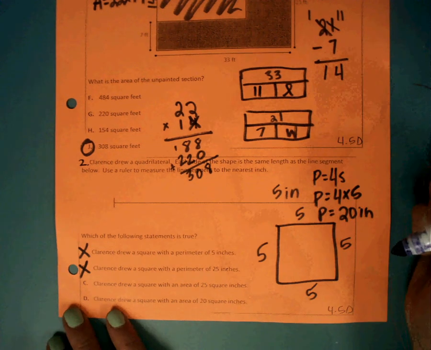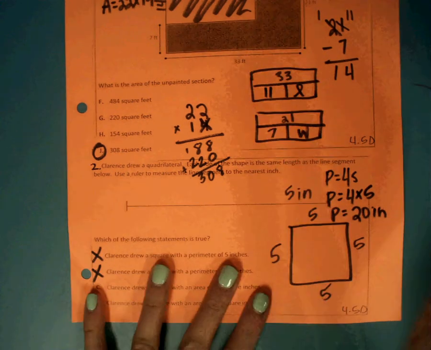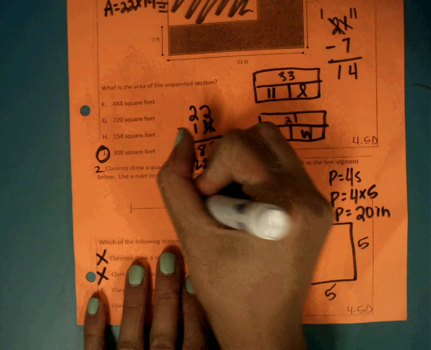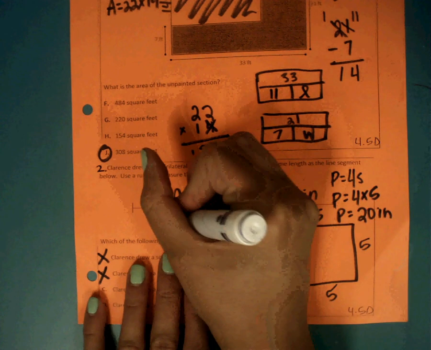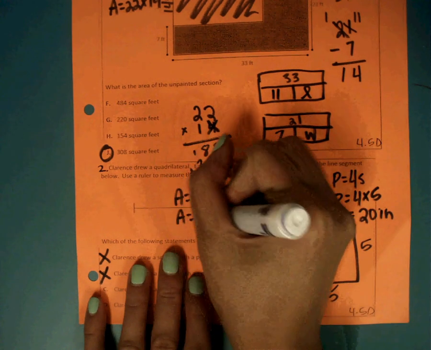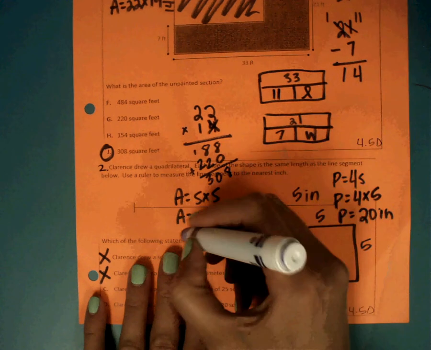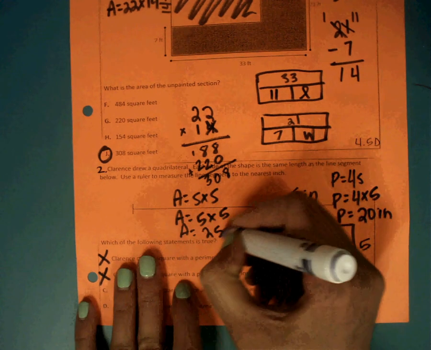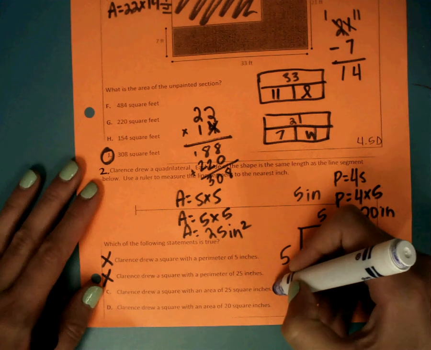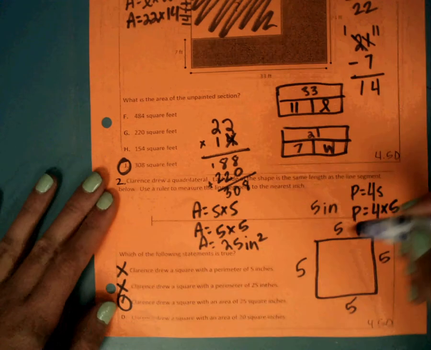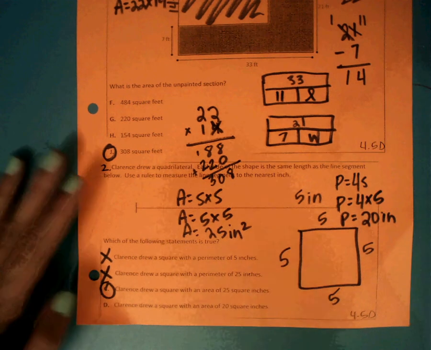C says Clarence drew a square with an area of 25 square inches. Well, the area of a square is side times side. One side is 5, the other side is 5. So we would say 5 times 5, which is 25 inches squared. Well, is that what they just said? Yup. Answer is C.